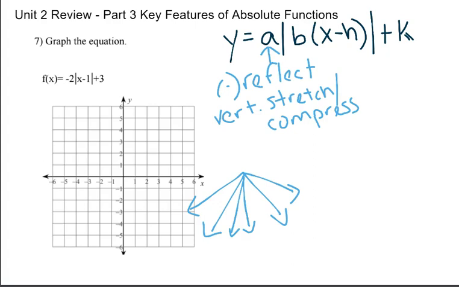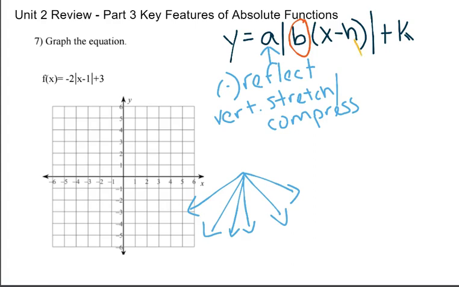All right, the B right here does the same thing except it horizontally stretches and compresses. So it's stretching and compressing the other way. It's going to have the same effect on the graph in the end, but it's stretching the opposite of the A.